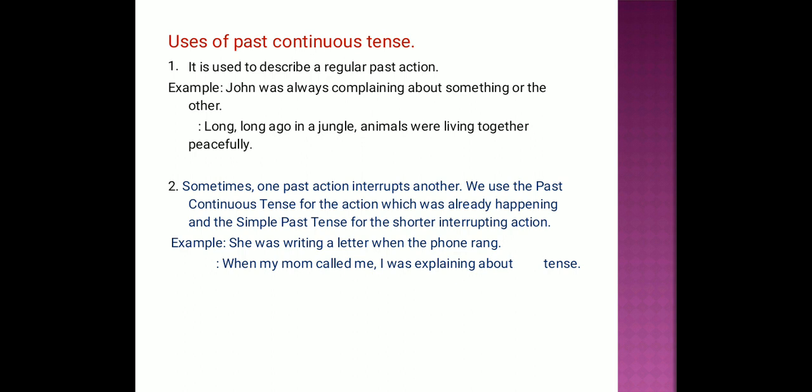In this sentence, we have past continuous tense, she was writing a letter, and simple past tense, the phone rang. This second part, when the phone rang, tells us what happened at the same time as she was writing a letter. Simple past tense cuts off or stops the past continuous action, writing a letter. Another example is here. When my mom called me, I was explaining about tense.